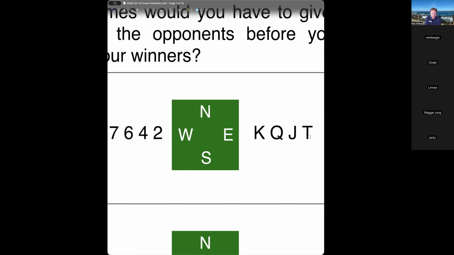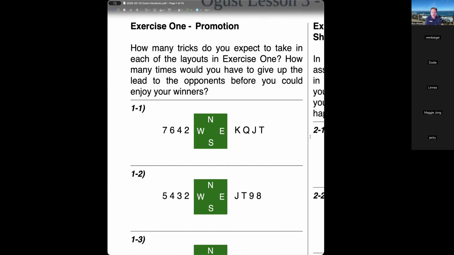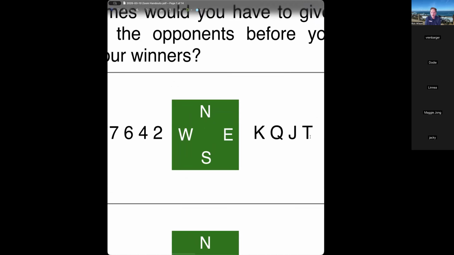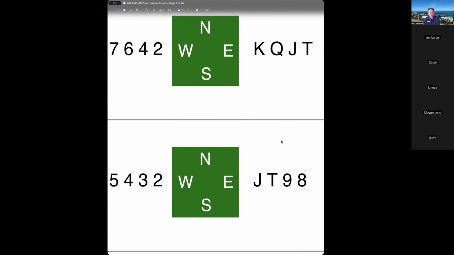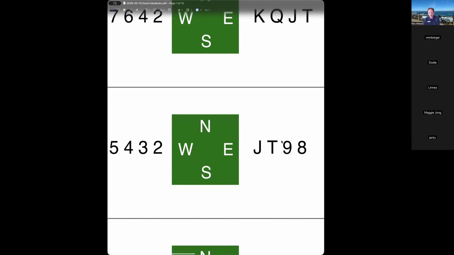So the question on this exercise here: how many tricks do you expect to take and how many times do you have to give up the lead to take your tricks? So here we expect to take 3 tricks. We can lead the king and they get in once, but then we'll have 3 that have been promoted. And how about this one here? Have to give up 3 tricks. Right, and how many will we get in the end? Just 1.